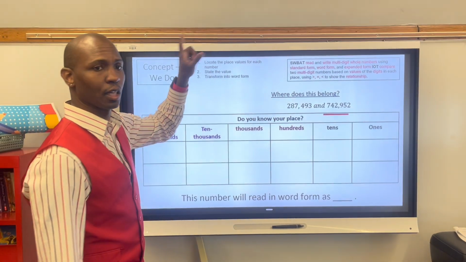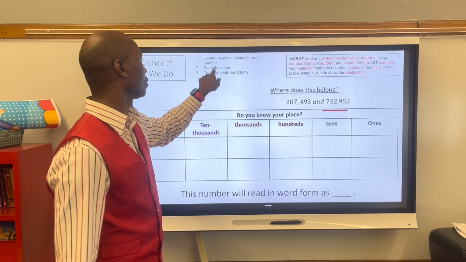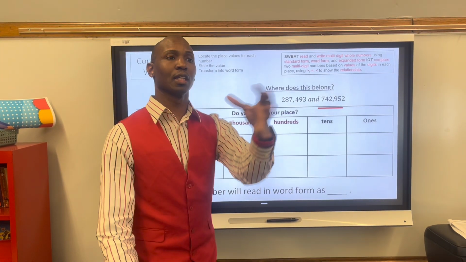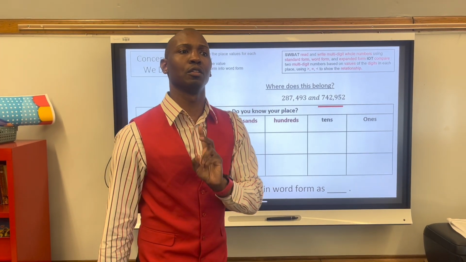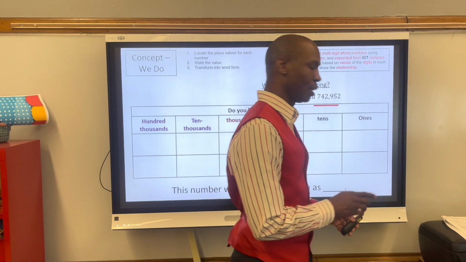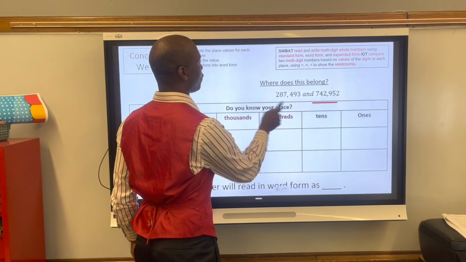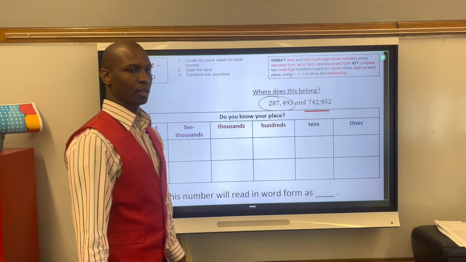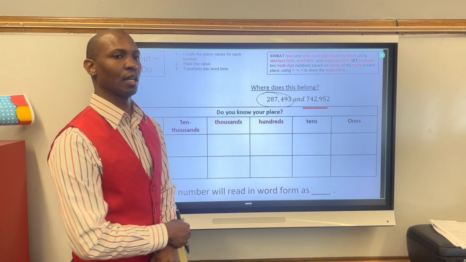Still in this concept, students must do three things: locate the place values for each number, state the value, and then transform it into word form. So together, I have two different numbers. We're going to do the same activity like we did in the I do. So talk me through this, Miss Jones. Let's look at our first number, 287,493. Where do we need to start in writing this down? Tell me what we need to do.